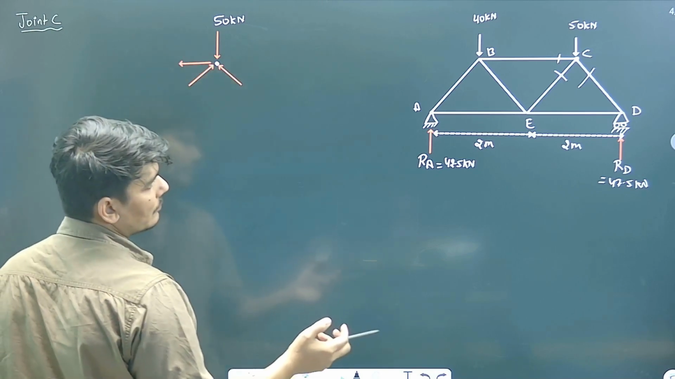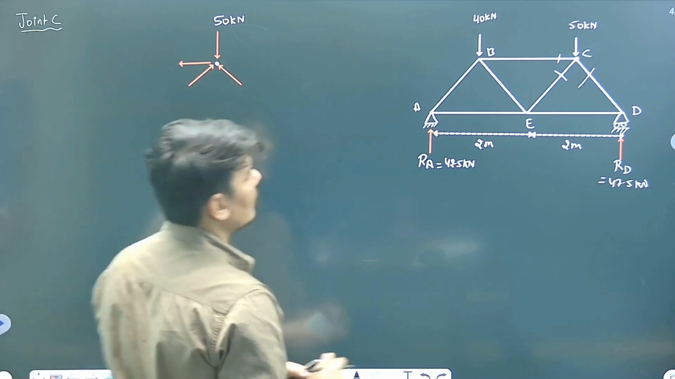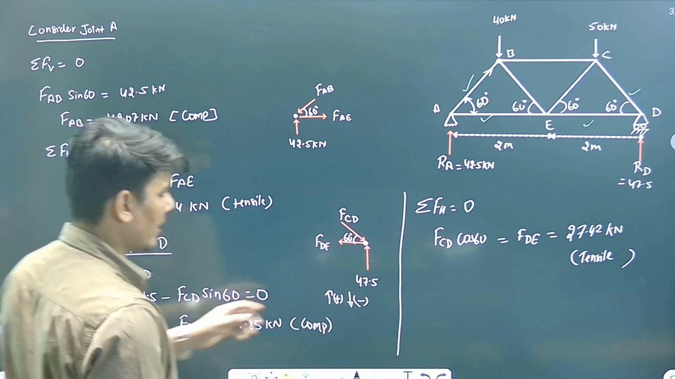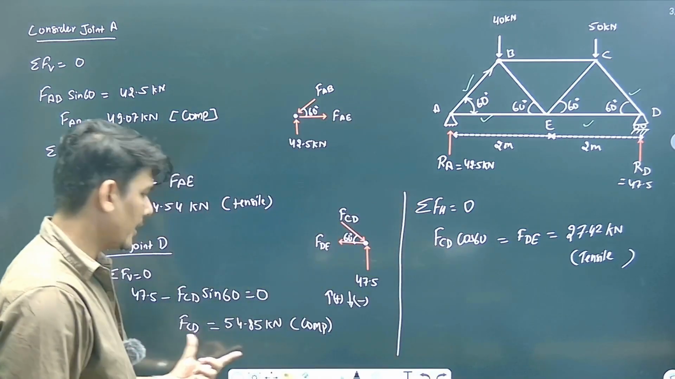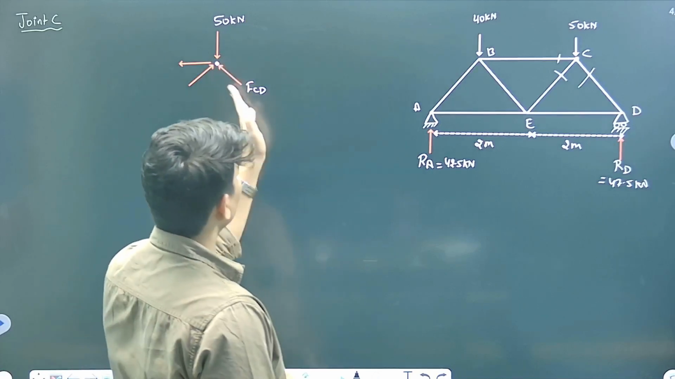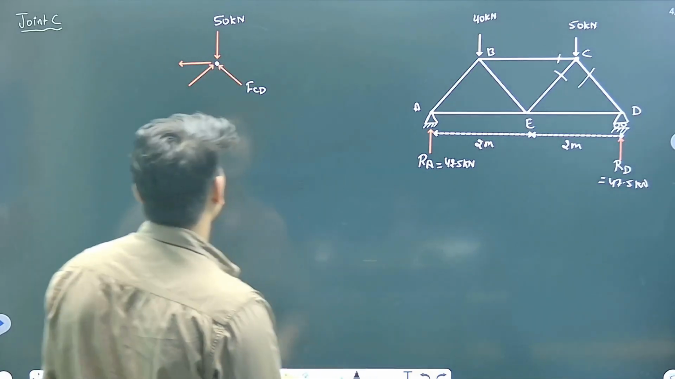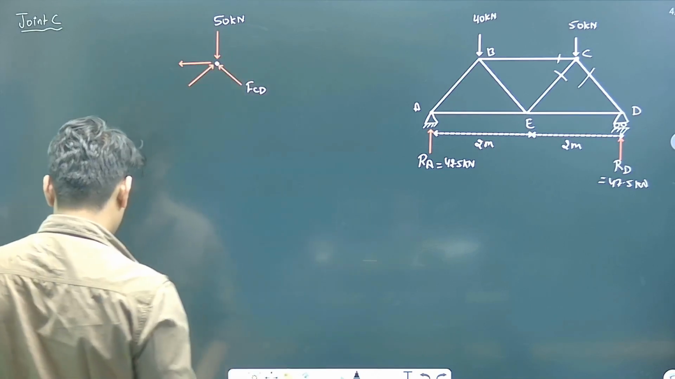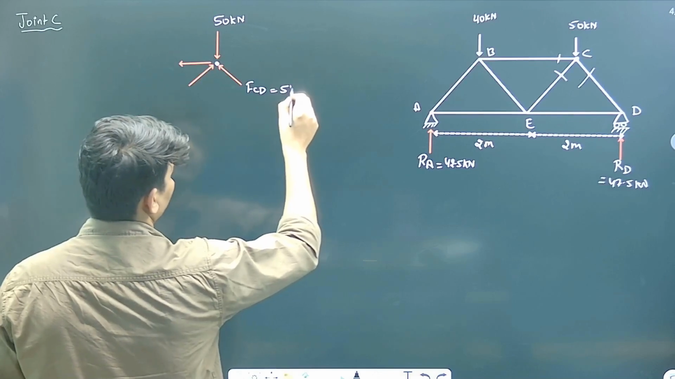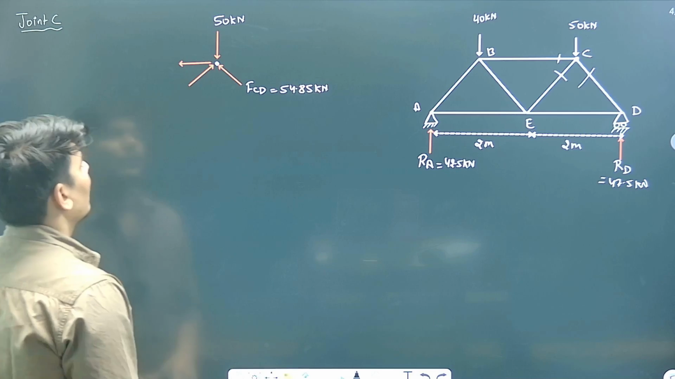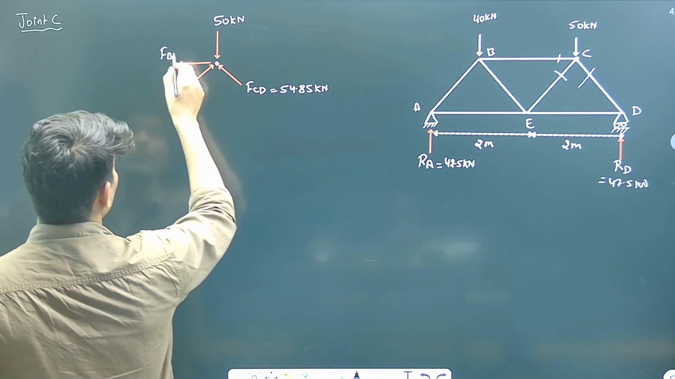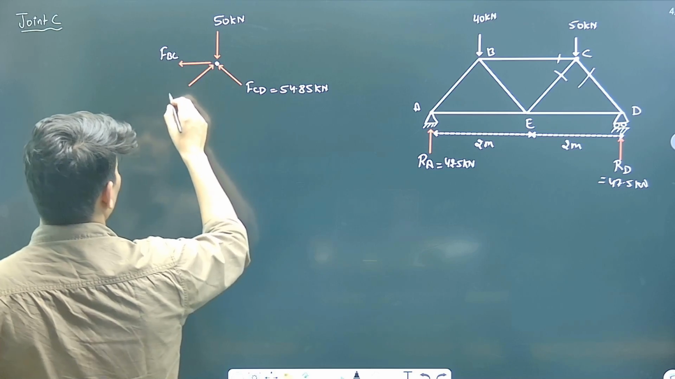I don't know whether the directions are correct or not. I am sure for this force in CD member. Why? Because CD is compressive. I calculated here. CD is having compressive nature. Therefore, because the nature is compressive, it is towards the joint, it will compress the joint. Okay. Now 50 is known, this is known, FCD is known. How much is it? FCD was 54.85. Two forces are unknown. Force in BC member and force in CE member.